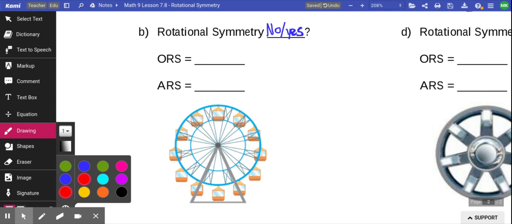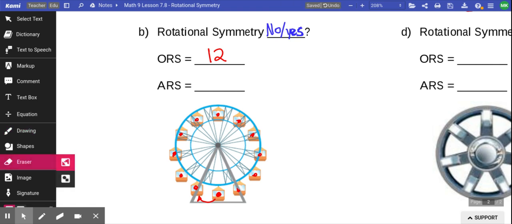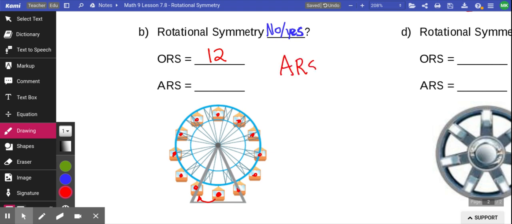So the ORS is how many times you could rotate it and it still looks the same. So I could start in this carriage right here. That's 1. I could rotate to there for 2, to here for 3, to here for 4, to here for 5, to here for 6, to here for 7, to here for 8, to here for 9, 10, 11, and 12. That is a rotational symmetry of 12. There's 12 different spots I could rotate this thing and it looks the exact same. To figure out the ARS, it equals 360 degrees divided by the ORS, which is 12. 360 divided by 12 gives you an ARS of 30 degrees.